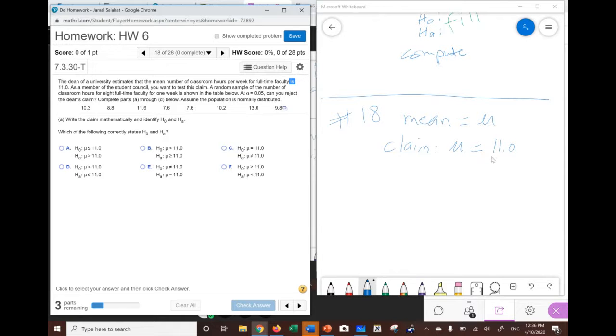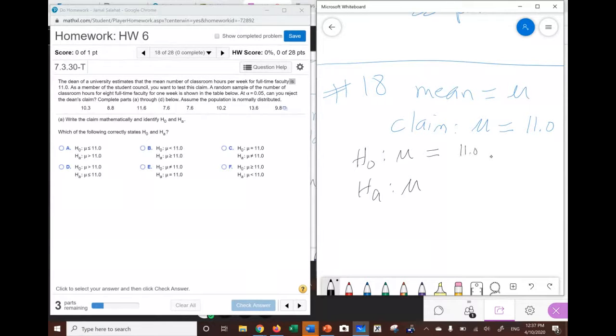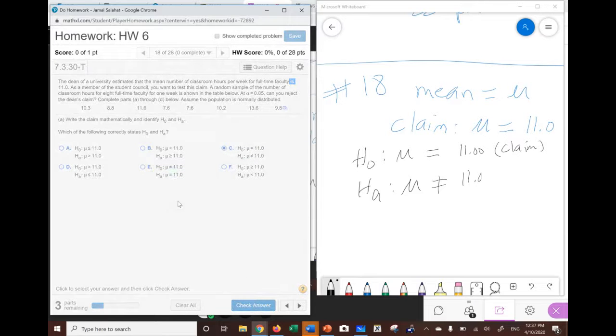Before I continue, let me stop here and write H naught and HA. In this case, H naught is mu equal to 11, and I'm going to write here, this is the claim. And HA will be the opposite, so mu not equal to 11. So this is what we are dealing with at this minute. This is the claim, which is C, and it is equal, not not equal. We check the answer. But let's proceed and see what they want.